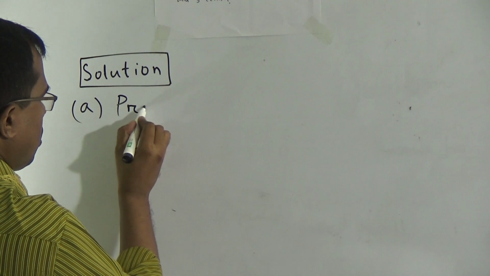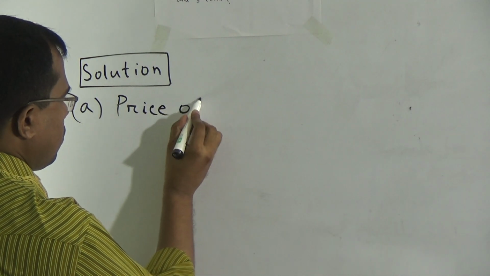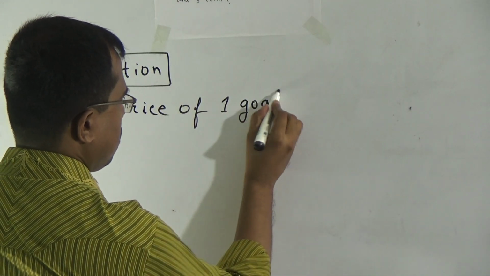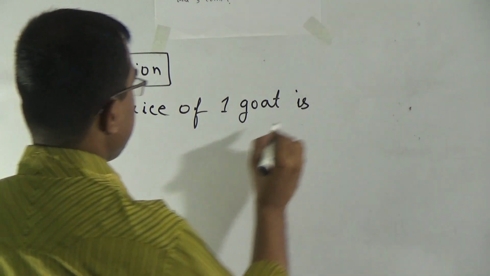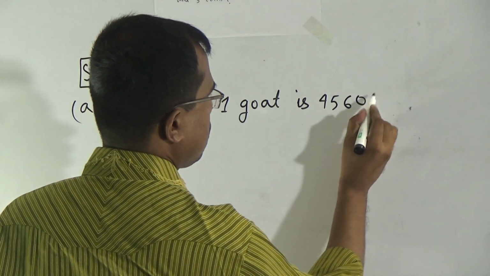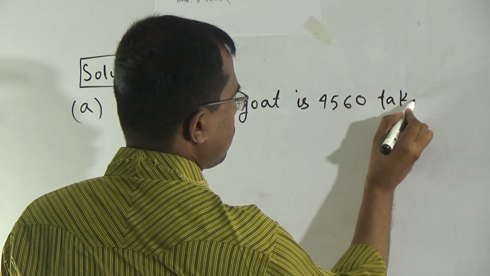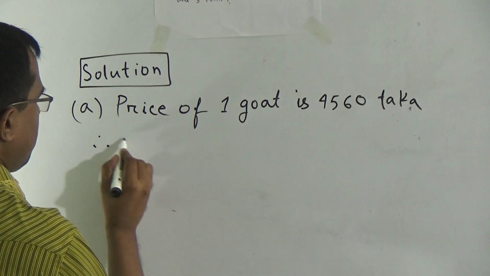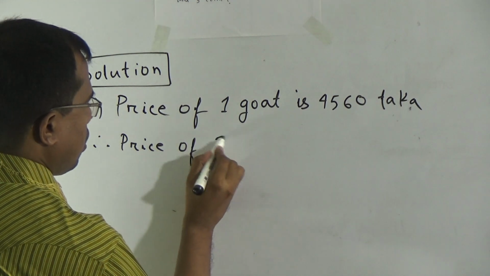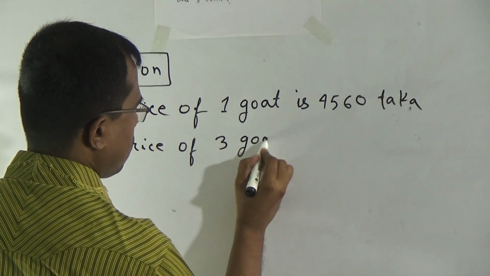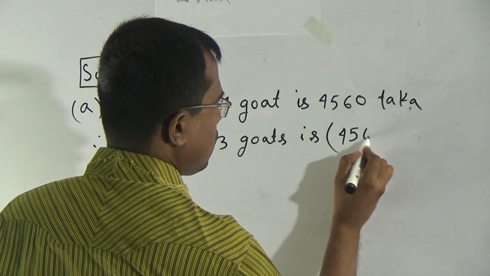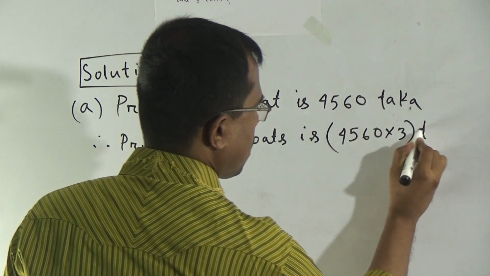Price of 1 goat is 4,560 taka. Therefore, price of 3 goats is 4,560 multiplication 3 taka.